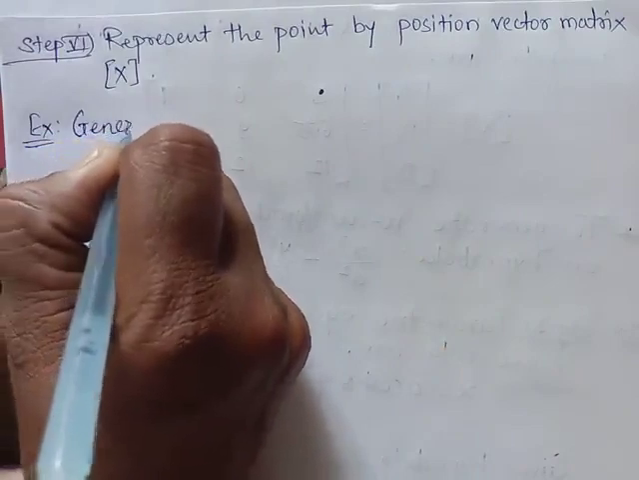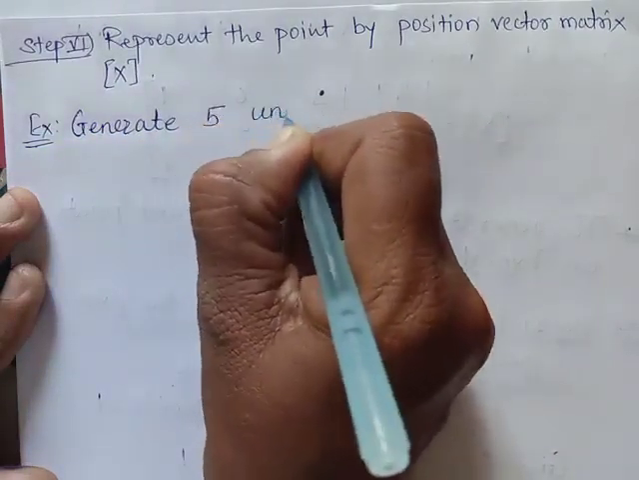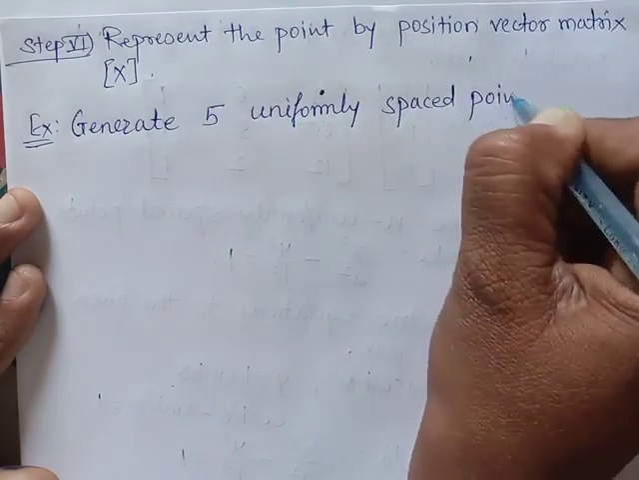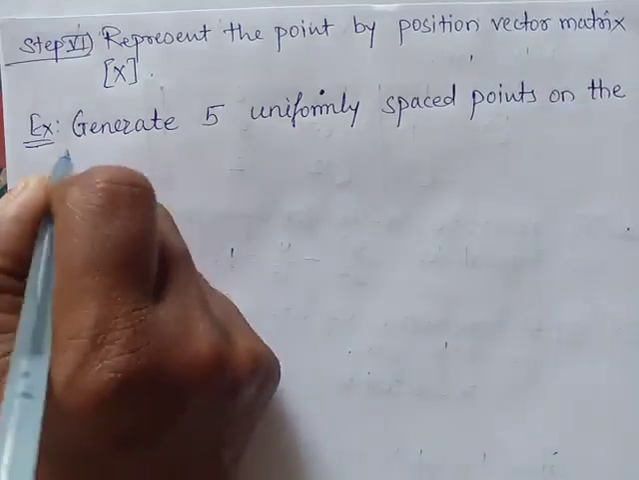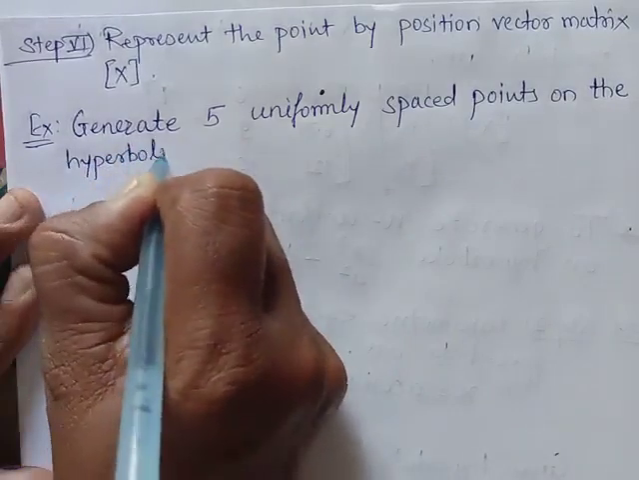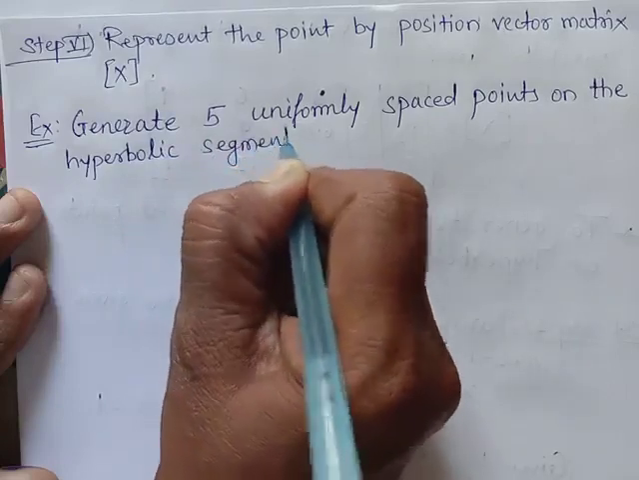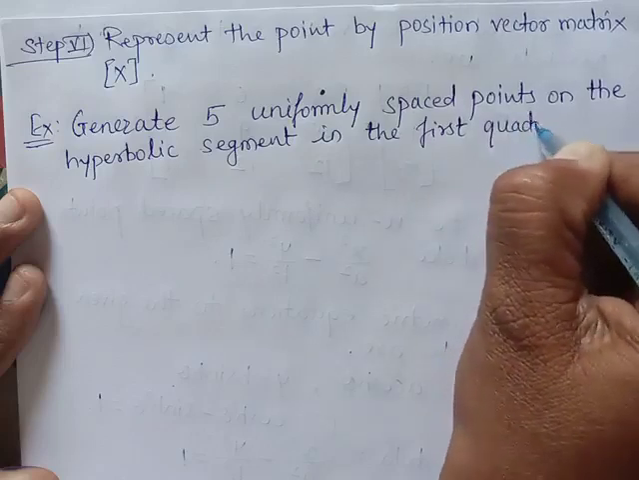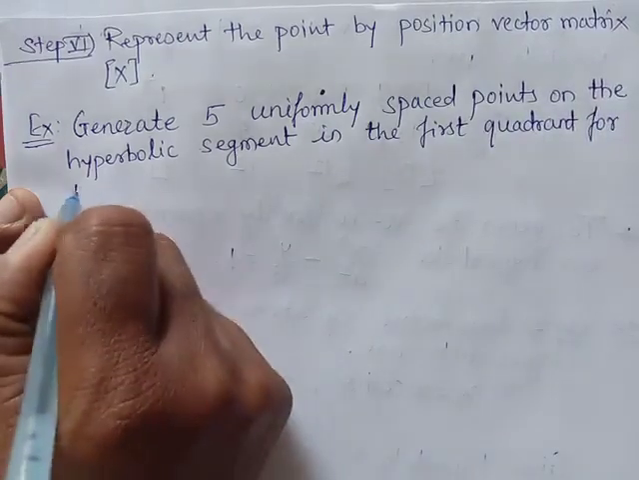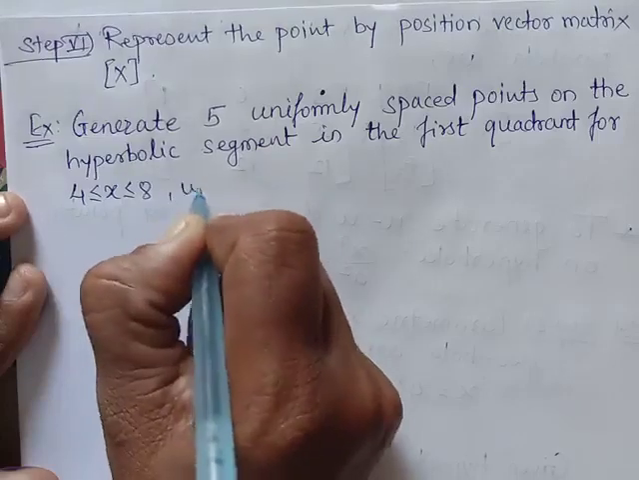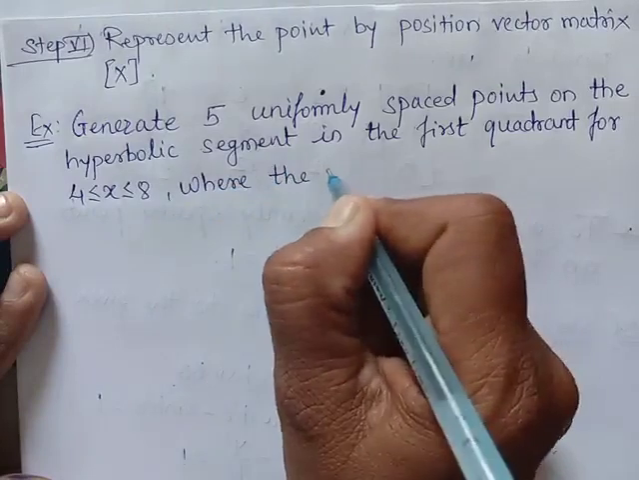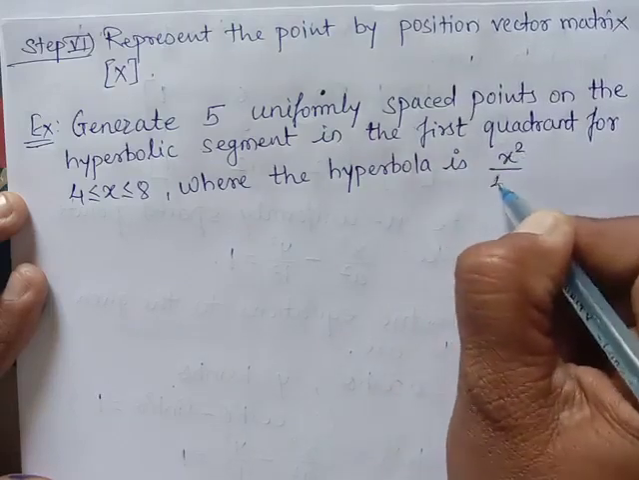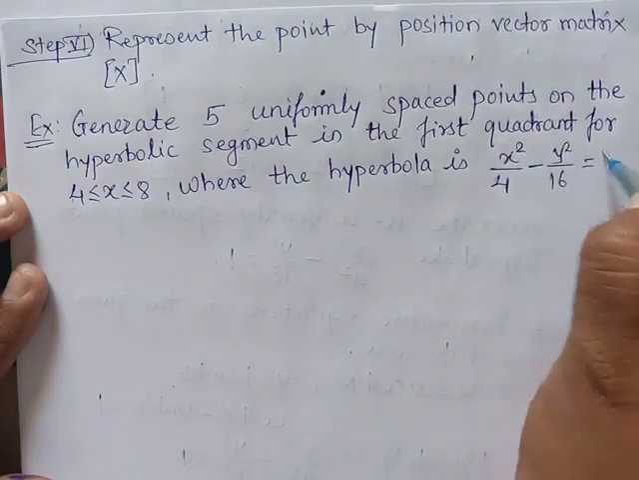Now let's take an example here so that it will be very clear to you. Generate five uniformly spaced points on the hyperbolic segment in the first quadrant for 4 less equal x less equal 8, where the hyperbola is x square upon 4 minus y square upon 16 equal to 1.